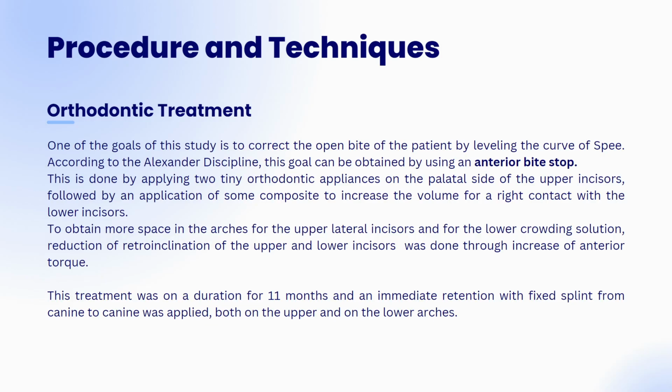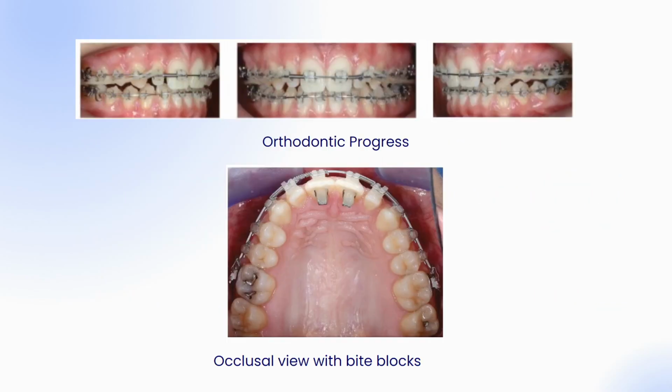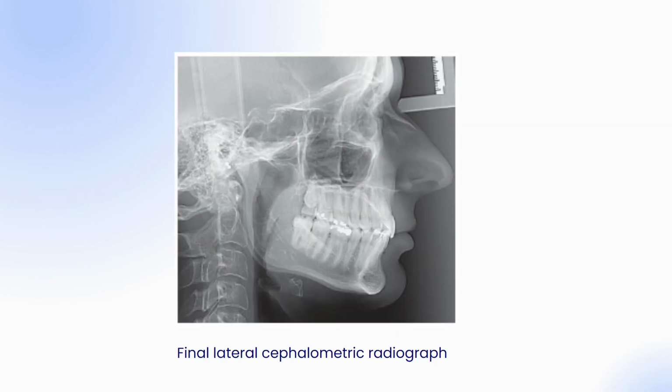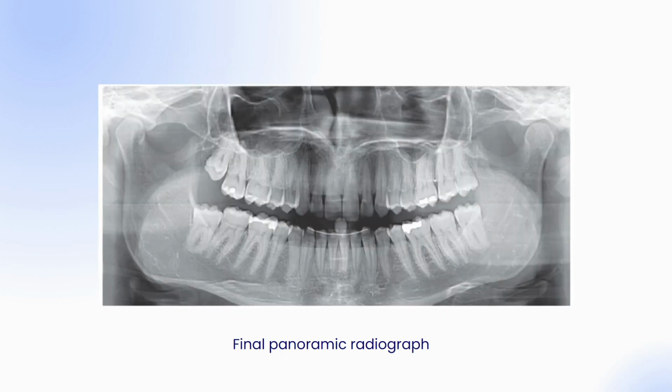To obtain more space in the arcs for the upper lateral incisors and for the lower crowding solution, reduction of retro-inclination of the upper and lower incisors was done through increase of anterior torque. This treatment lasted 11 months, and an immediate retention with fixed splint from canine to canine was applied, both on the upper and the lower arcs. Here we have the orthodontic progress and the occlusal view with bite blocks. The final lateral cephalometric radiograph and the final panoramic radiograph.